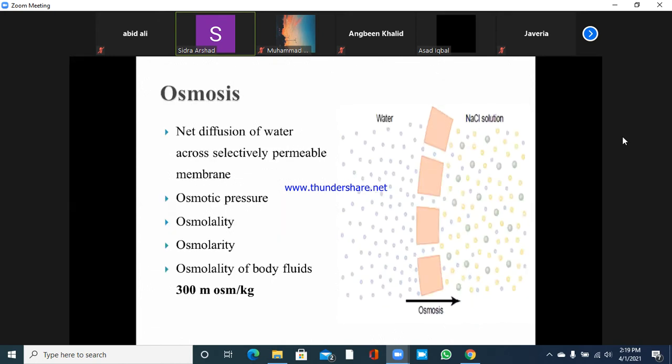So moving on to osmosis, it is the net diffusion of water molecules across a selectively permeable membrane. Obviously, water molecules move from the area of high water concentration to lower water concentration. And I think all of you are familiar with the concept of osmotic pressure and osmolarity. The only thing to remember is 300 milliosmoles per kilogram. So just keep this value in your mind.